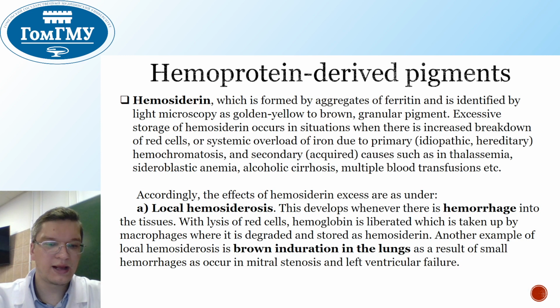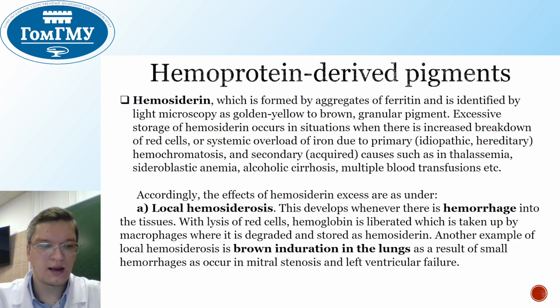Hemosiderin, which is formed by aggregates of ferritin and is identified by light microscopy, is golden yellow to brown granular pigment, especially within the mononuclear phagocytes in the bone marrow, spleen, and liver, where breakdown of red cells takes place. Hemosiderin is ferric iron that can be demonstrated by Prussian blue reaction. Excessive storage of hemosiderin occurs in situations where there is increased breakdown of red cells, or systemic overload of iron due to primary idiopathic hereditary hemochromatosis and secondary acquired causes such as thalassemia, sideroblastic anemia, alcoholic cirrhosis, multiple blood transfusions, and so on.